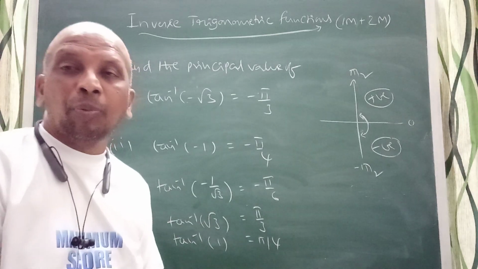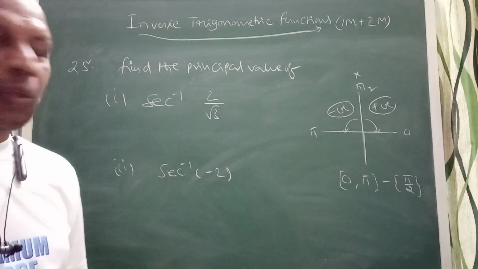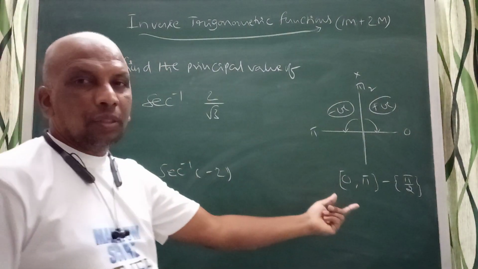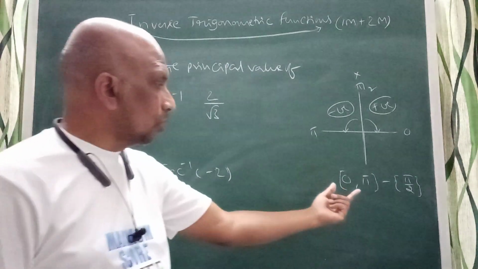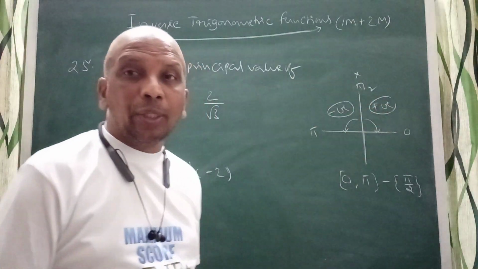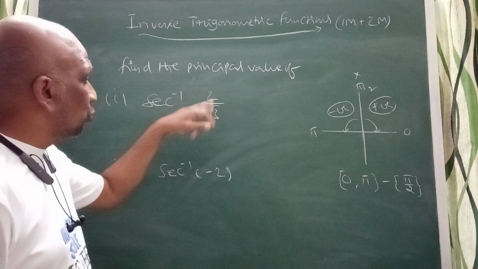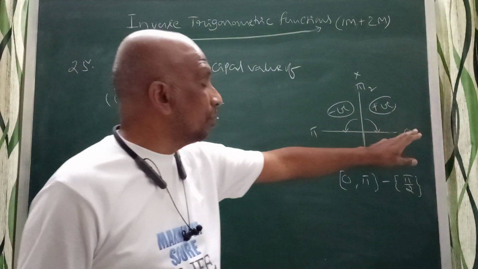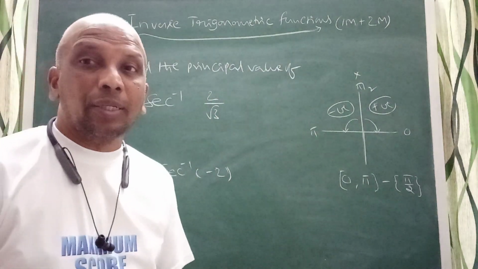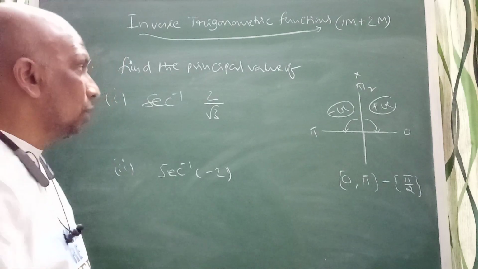Now I will discuss the problems related to secant inverse. In the case of secant inverse, we know the principal value range is 0 to pi except pi by 2. Positive means between 0 to pi by 2, negative means between pi by 2 to pi. Secant inverse of 2 by root 3 is positive. The angle should lie between 0 to pi by 2. We know that cos 30 is root 3 by 2, so secant inverse 2 by root 3 will be 30, that means pi by 6.